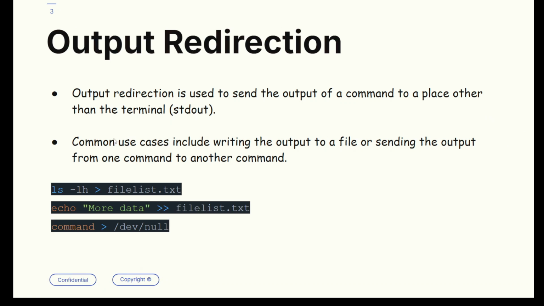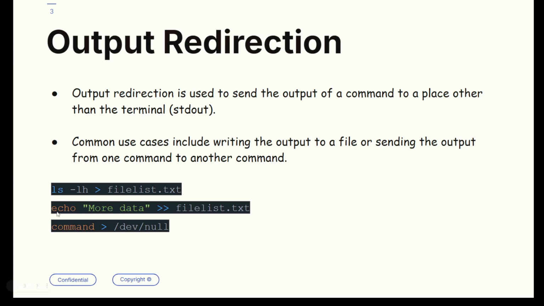So let's begin with the first topic, output redirection. The default behavior of output is to send it to the terminal, but we can pass the output to some other command also. So these are the two behaviors of stdout. Common use cases include writing the output to a file or sending the output from one command to another command.